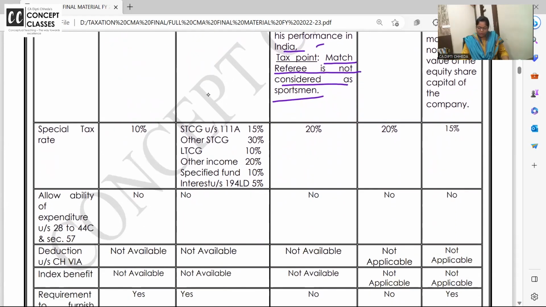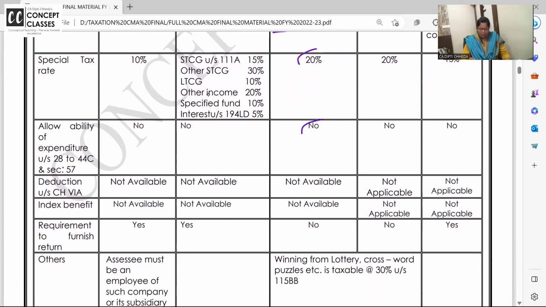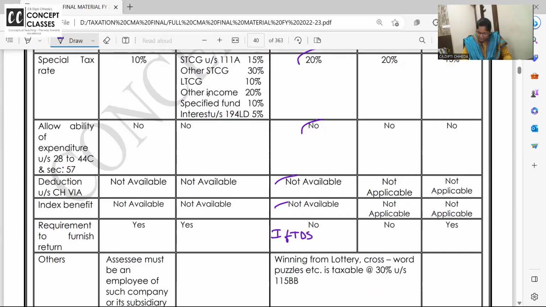Okay, so at what rate is the income taxable? 20%. Will they allow deductions because they have professional income? So under section 28, the chargeability section of business and profession, or 44C, or income from other sources, will any deduction be available? No. Chapter 6A deductions, no. Indexation benefits, no. Are they required to furnish return? No.